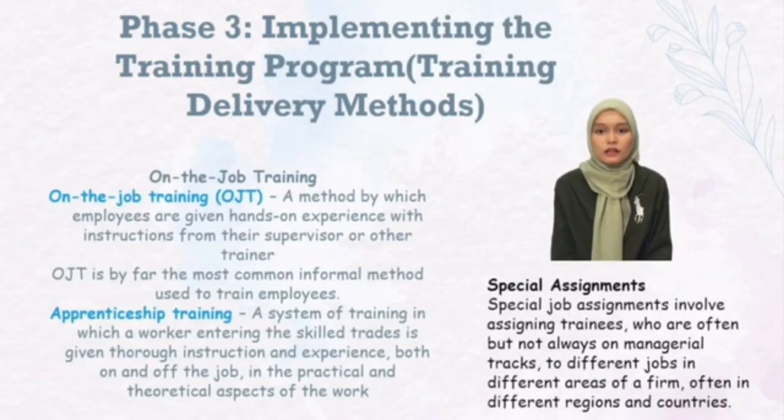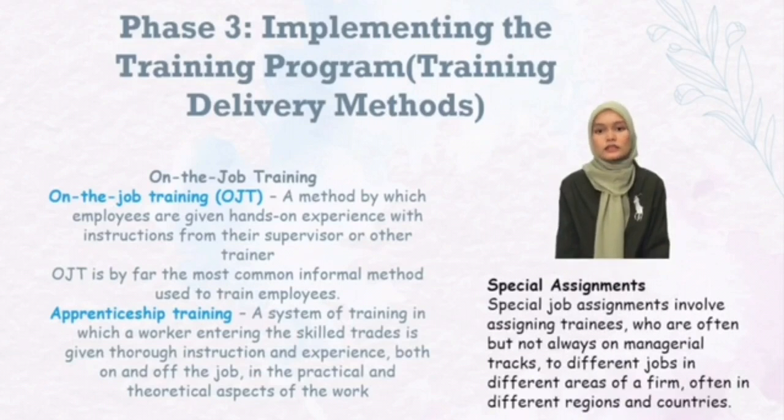On-the-job training, OJT, is a method by which employees are given hands-on experience with instructions from their supervisor or other trainer. OJT is by far the most common informal method used to train employees. Apprenticeship training is a system of training in which a worker entering the skill trades is given true instruction and experience both on and off the job in the practical and theoretical aspects of the work.